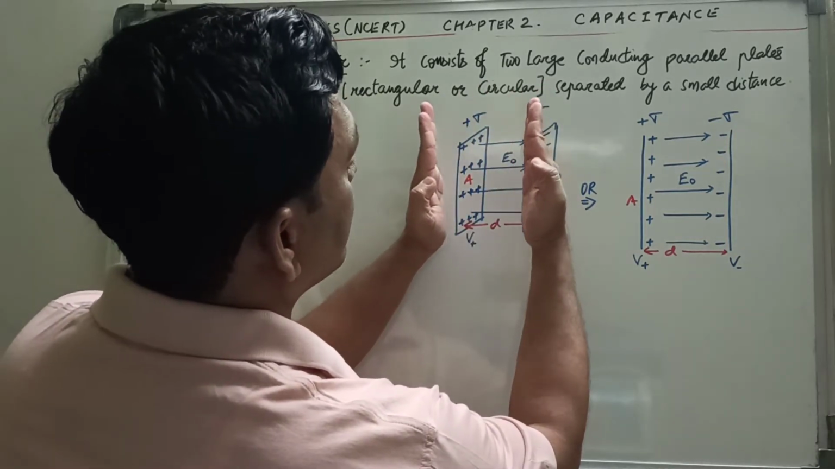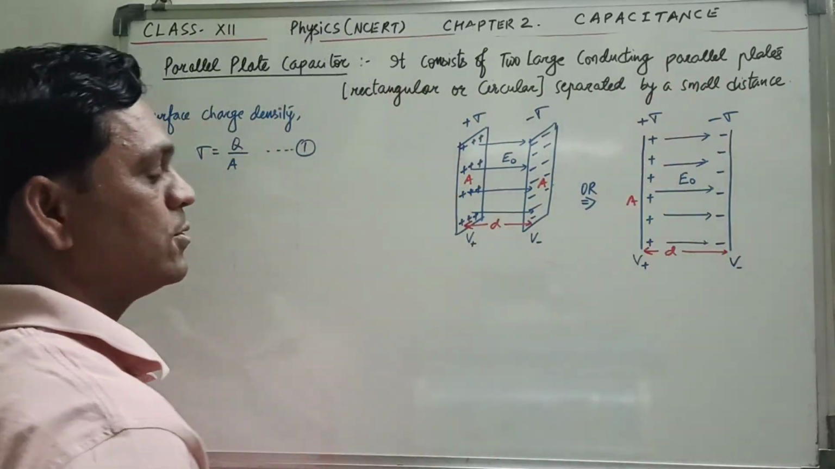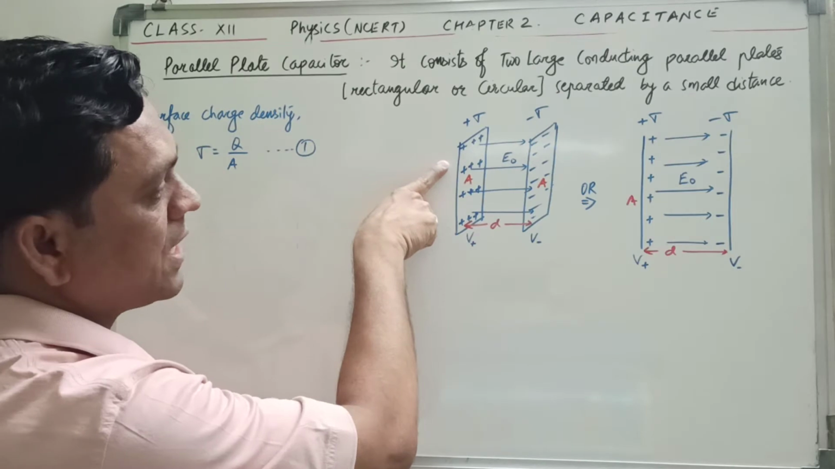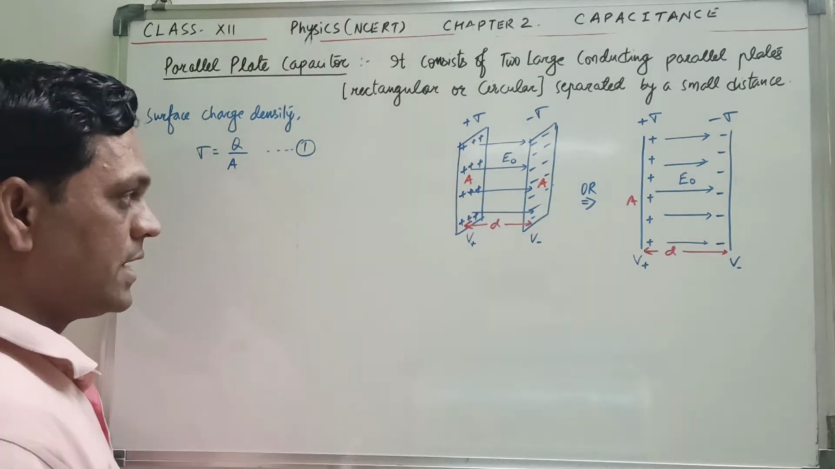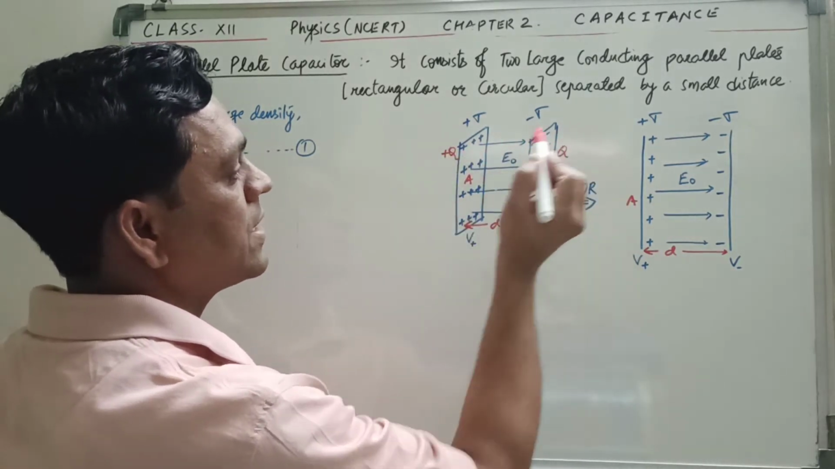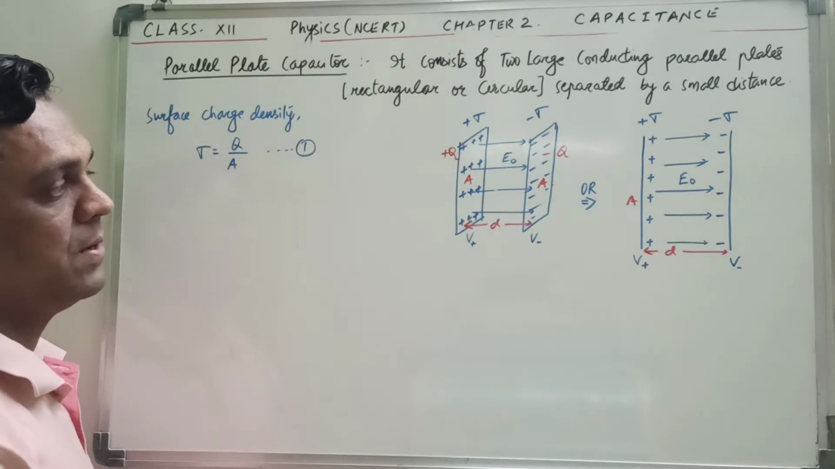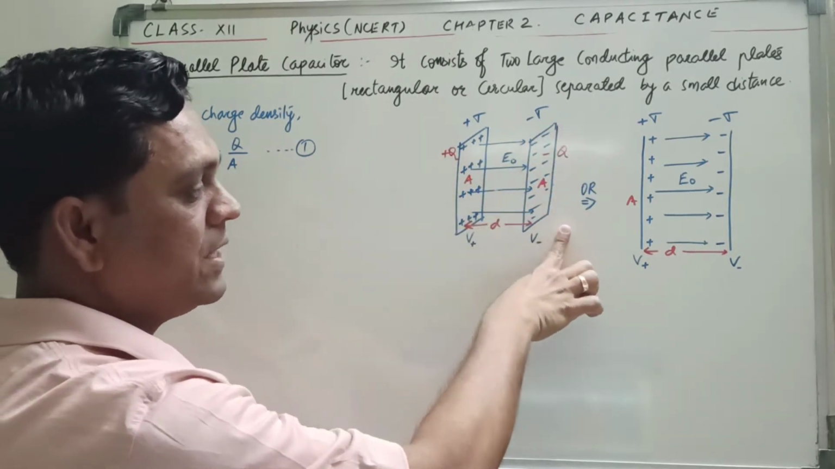Later on I will show these plates by a single line only, correct? Here I have shown them by one line. One of the plates will be given plus charge. If I give this plus Q charge, this charge is plus Q and this charge is minus Q, the overall charge given to the plate. So one plate is given plus Q charge, the other plate is given minus Q charge.